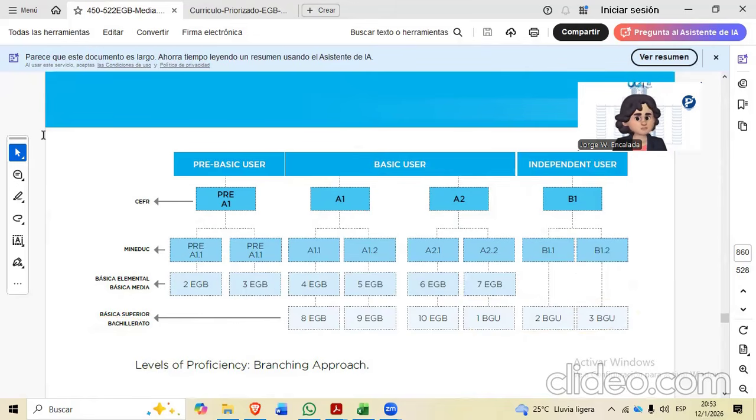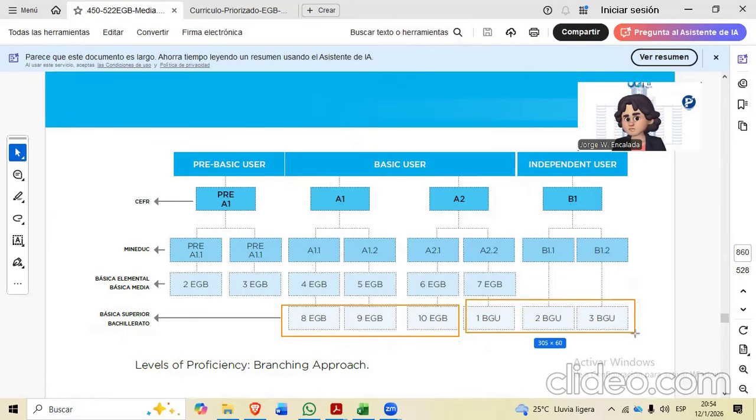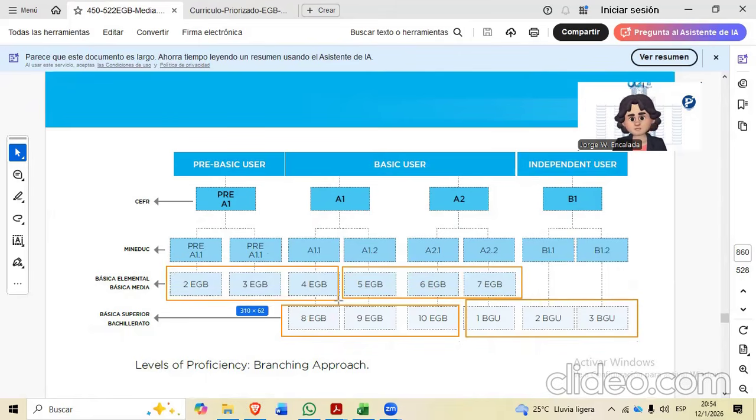Let me see if I can make this better. Yeah, this one will fit better. So if I am talking about Superior, it's going to contain 8th, 9th, and 10th year. Bachillerato, first, second, and third, and like that. When I talk about Básica Media, I am going to be checking the program from 5th, 6th, and 7th year, or grade in this case. And Básica Elemental will be 2nd grade, 3rd grade, and 4th grade, okay?